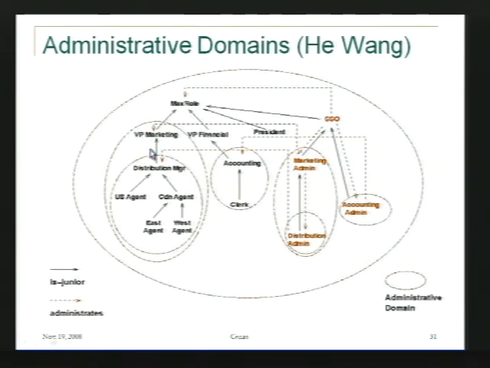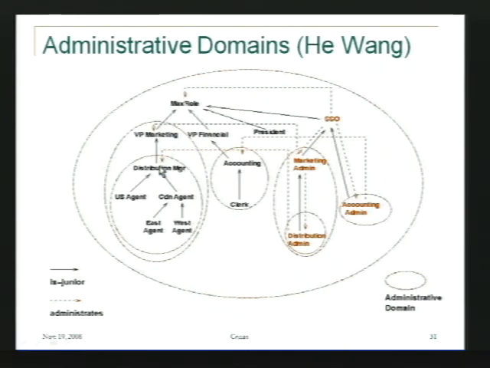Now, why do we do that? Because if the administrator here of this distribution domain is allowed to add arbitrary permissions, they get propagated out beyond the region of the graph that he's supposed to be controlling.